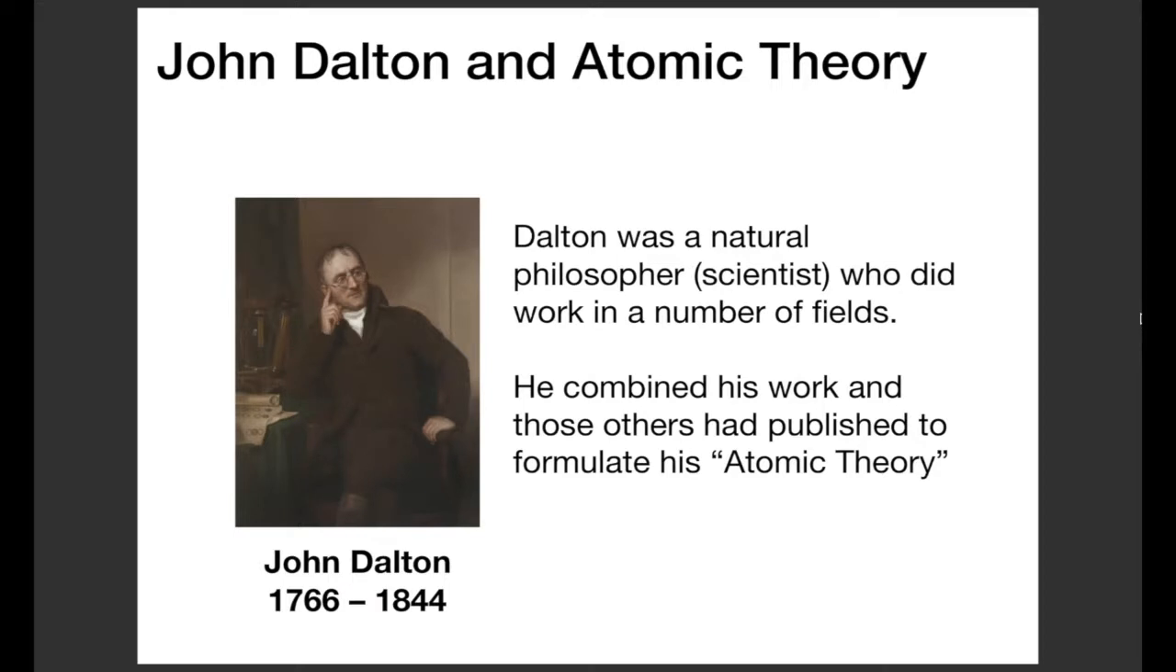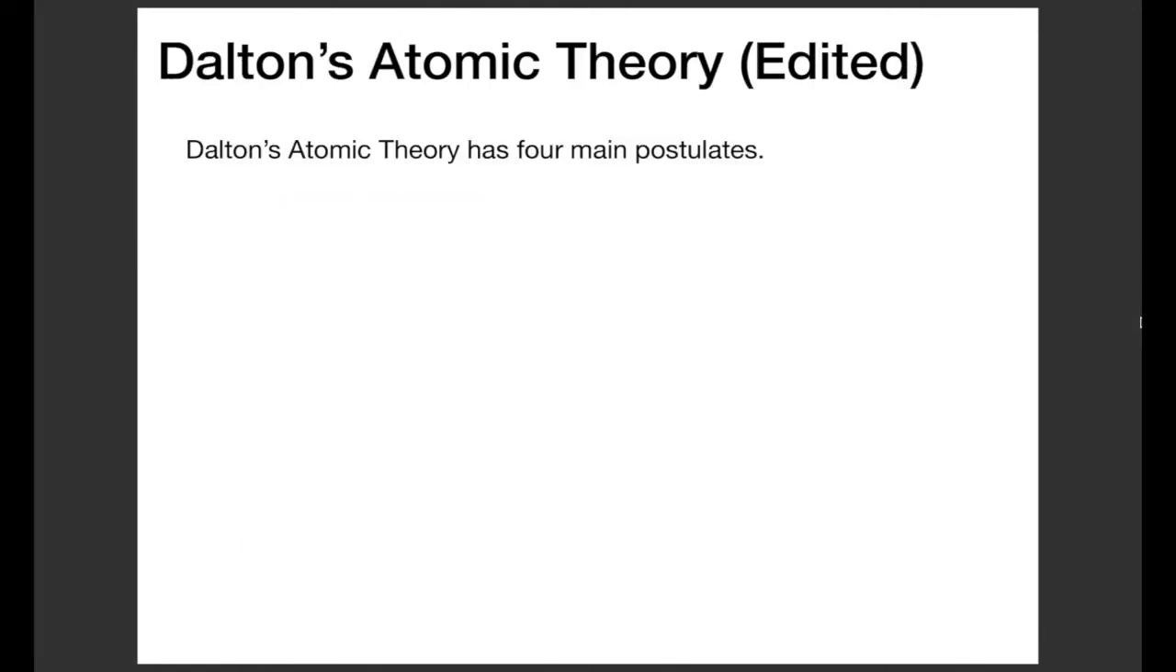In 1800, a natural philosopher, or what we would now call a scientist, named John Dalton, devised an atomic theory of matter, in which he formulated that all compounds are derived from atoms. I'm now going to take Dalton's atomic theory, as he originally devised it, and edit it to bring it up to date. Dalton's atomic theory had four main postulates.